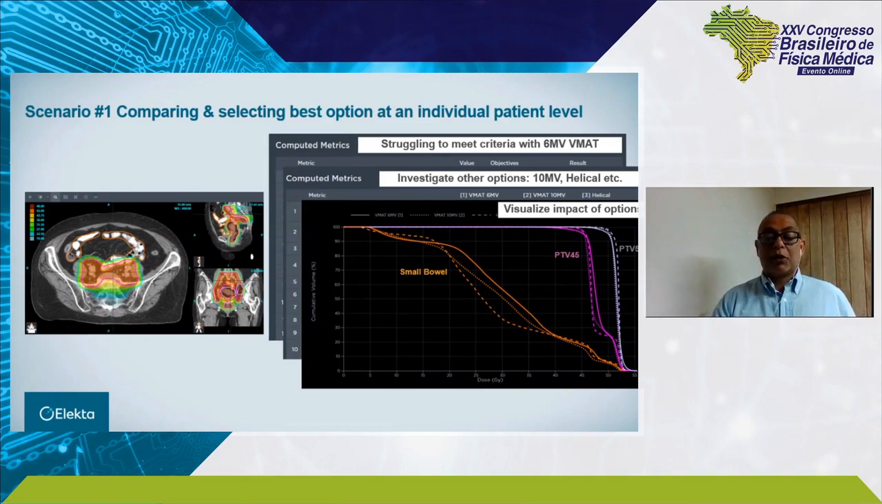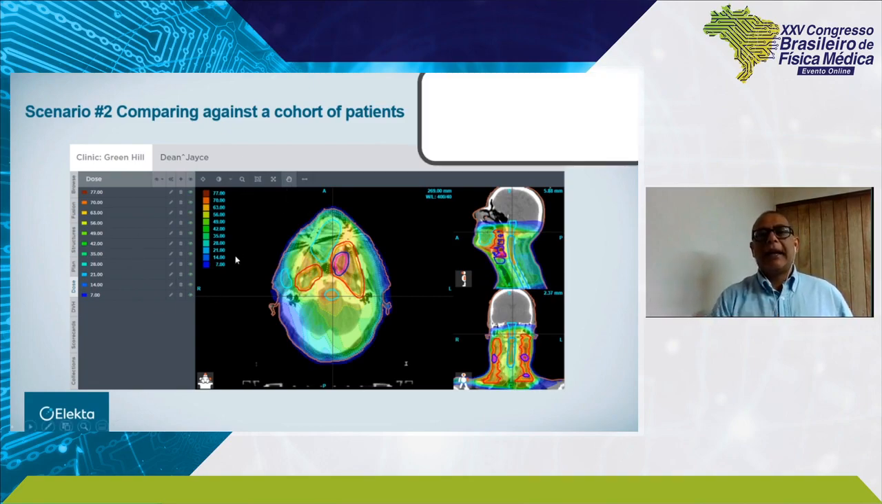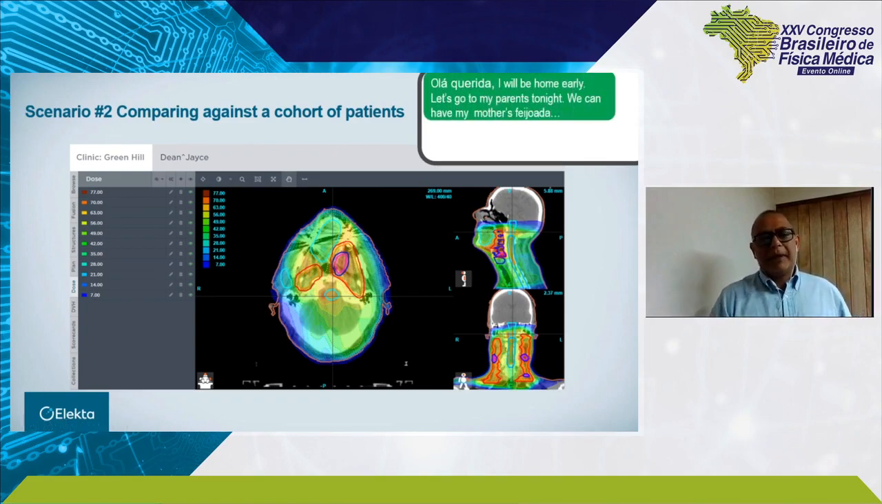Now let's take a slightly more complicated scenario, where you're comparing against a cohort of patients. So here you go, you finished the plan, and you're pretty happy with it. Let's say this fictitious patient, Jace Dean, you've done the plan, and you're so happy, you think your work is going to be done.